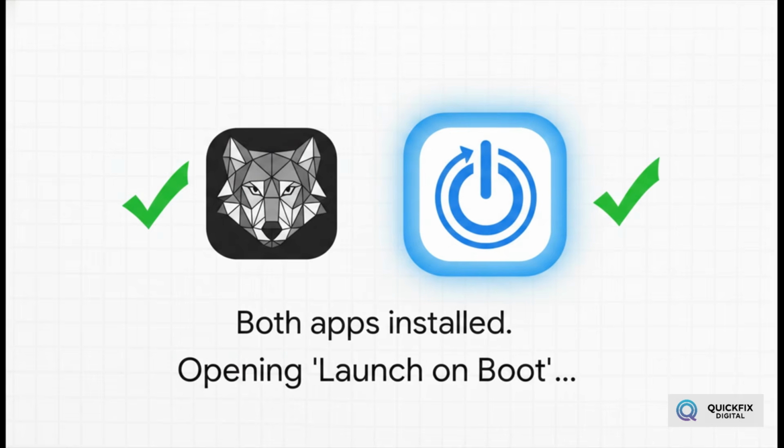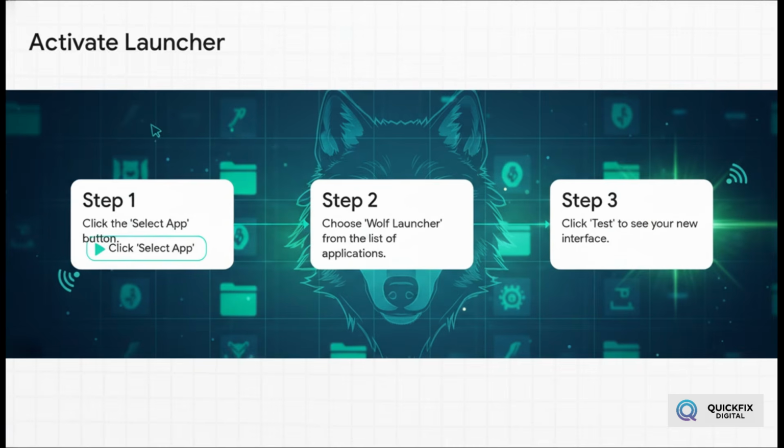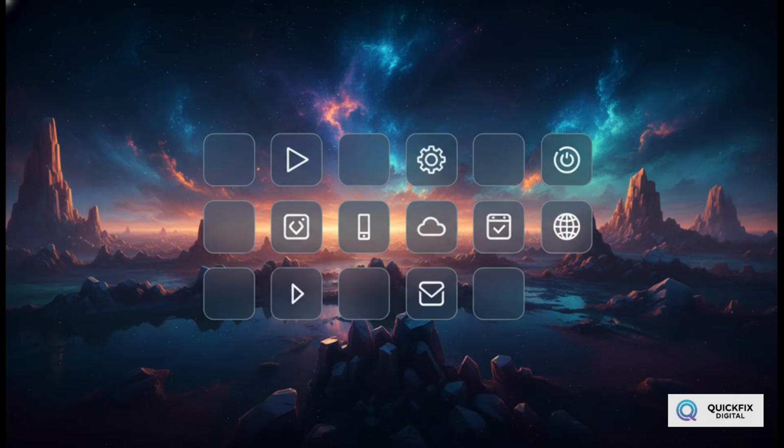Now just find and open the Launch on Boot app. Once you're in, just click through the intro messages. Make sure you toggle both of these on. Next, you're going to click Select App, and of course, choose Wolf Launcher. Then just hit Test. And boom, there it is, your brand new ad-free home screen.